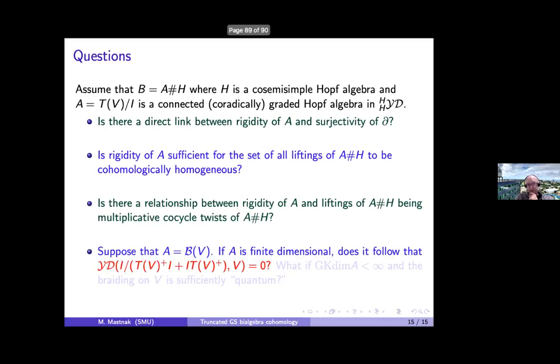And last but not least, and this is what I've been thinking about quite a bit, suppose we have this Nichols algebra, does it always follow that there are no Yetter-Drinfeld maps from the positive part of I to V? So is finite dimensional enough, or maybe more generally, finite Gelfand-Kirillov dimension where the braiding is sufficiently quantum, whatever that means.